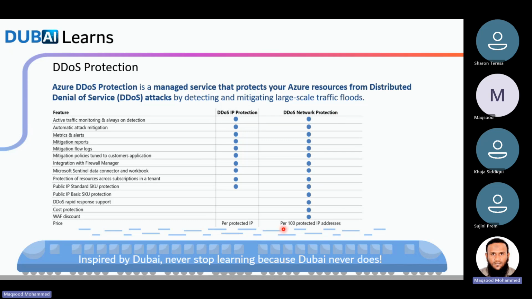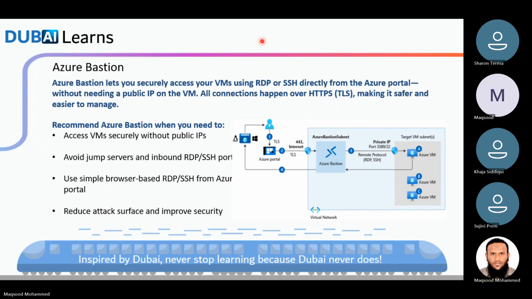So that actually covers your 100 protected IP sensors, DDoS network protection. So IP-based protection or network-based protection. Azure DDoS Protection is a managed service that protects your Azure resources from distributed denial of service attacks, right? So that's what the DDoS protection does.